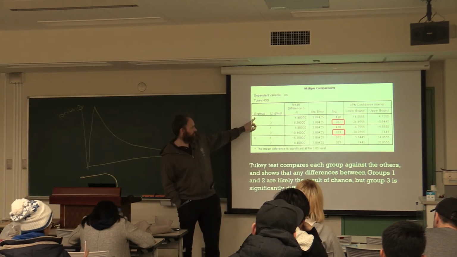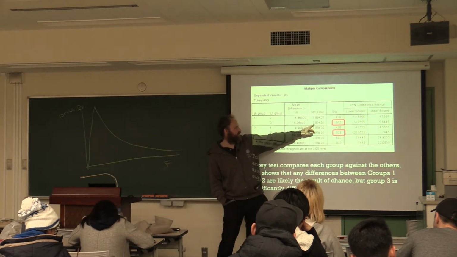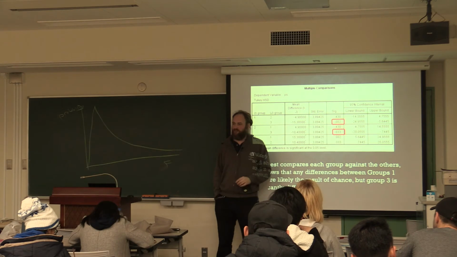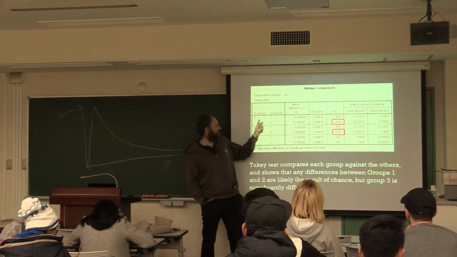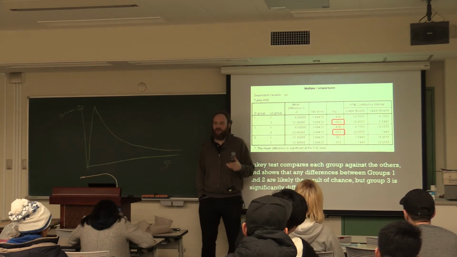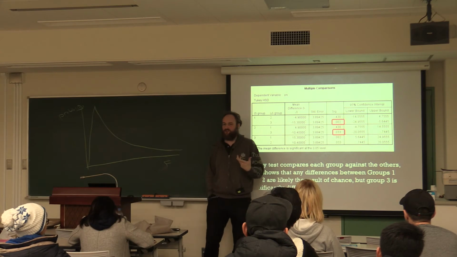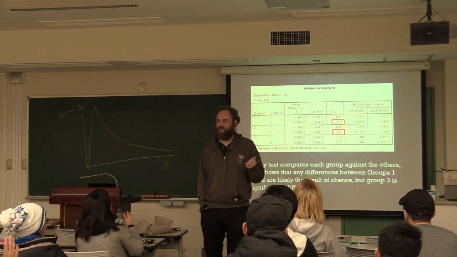Group 1 versus group 3, mean difference 15.3, standard error 3.9, significance 0.002. Null hypothesis, group 1 and group 3 are the same, or are not different. Are we going to accept the null hypothesis or reject it? Who thinks we will accept? Who thinks we will reject?